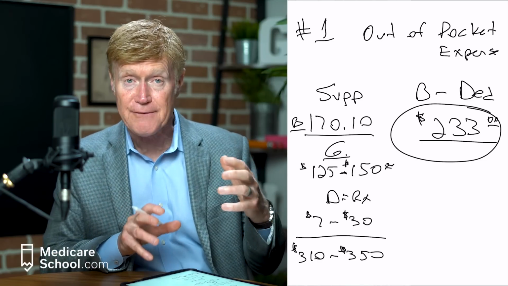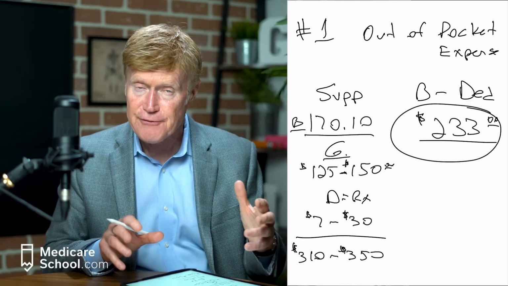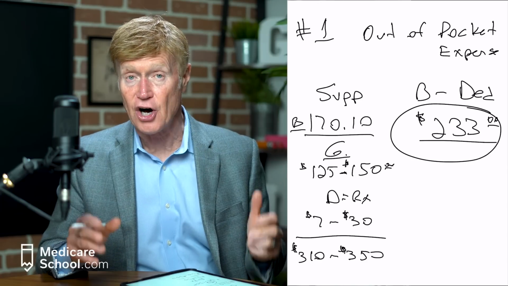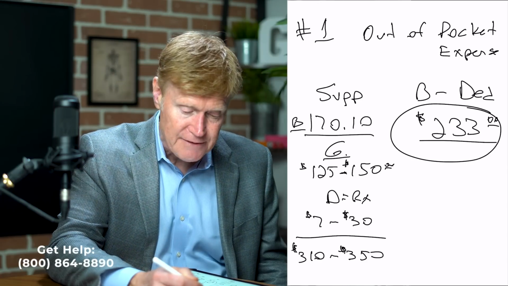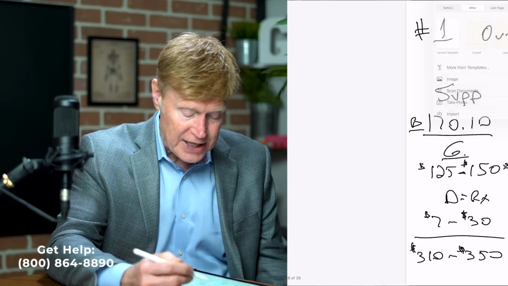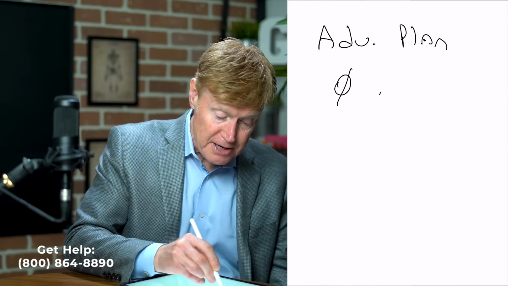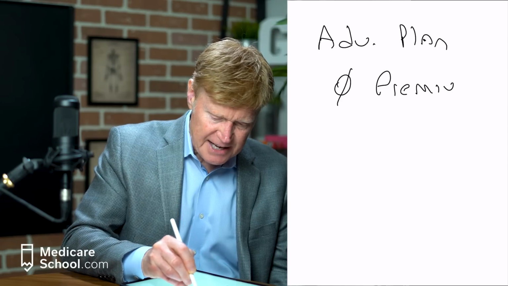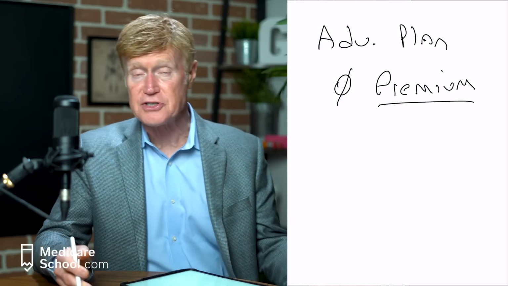So the way I pay for that supplemental plan is going to be different than my out-of-pocket expenses on an Advantage plan. So now let's look at the Advantage plan. If you decide to go with that, how are you going to pay for that? Well, the Advantage plan, the way it works, most of them have a $0 premium. Now, there are some that have maybe a low premium, but most of them are $0 premium.